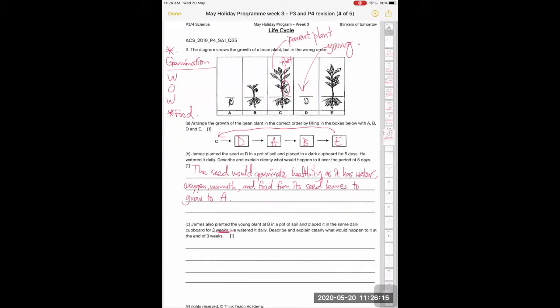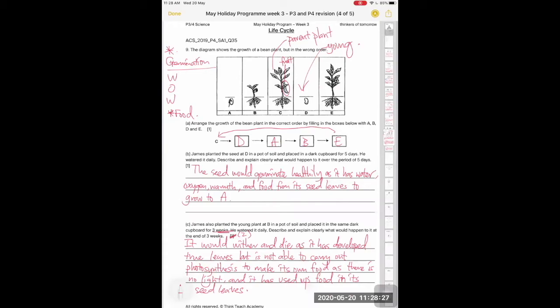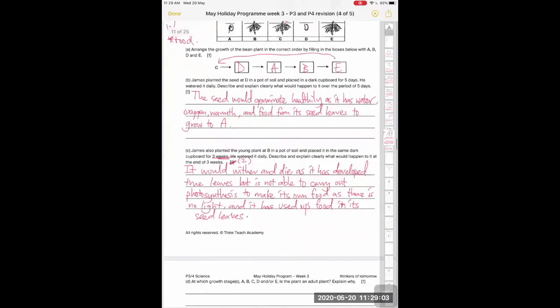Okay, so we'll go on to part C and D. So James also planted the plant. After 3 weeks, you need to explain that it would wither and die. Okay, so for this, it's actually a 2-mark question. There's also a second part, but it's not so much about the length. It's more important that you actually have all the important keywords and use the correct writing structure for your question.